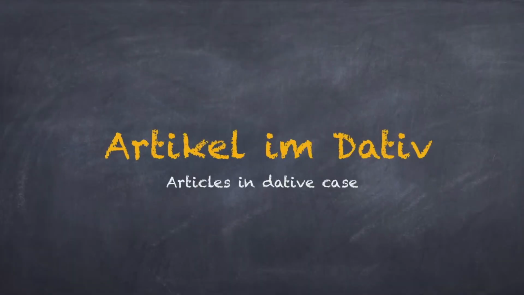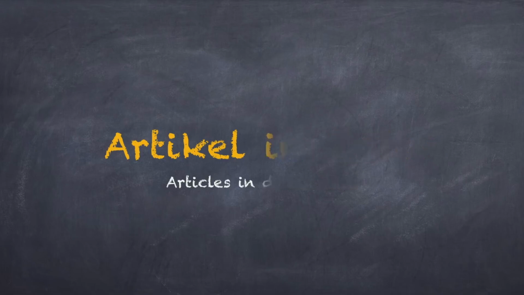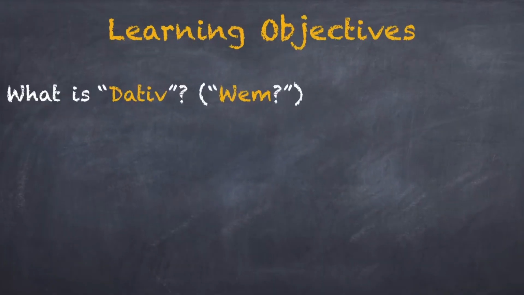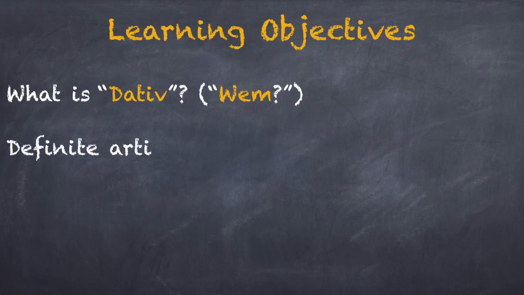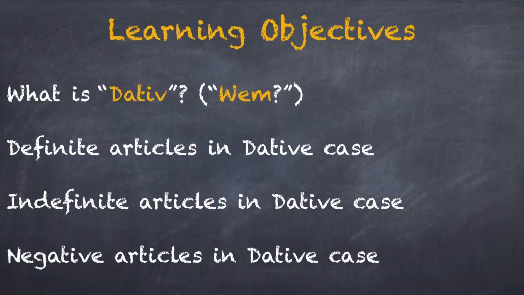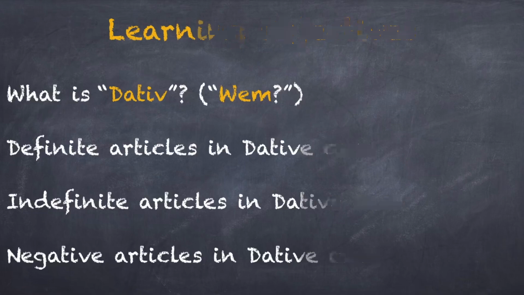Artikel im Dativ. Before we begin with the articles, let's go through the learning objectives. Firstly, we'll learn what is dative and the question wem. This will be followed by definite articles in dative case, then the indefinite articles in dative case, and finally the negative articles. So, let's begin.